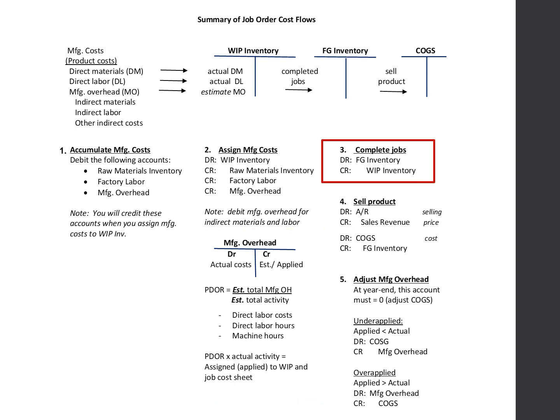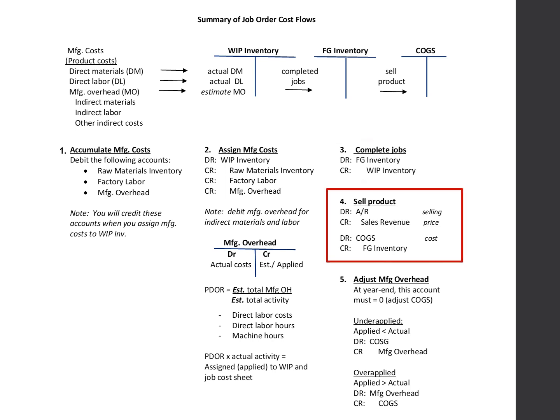When jobs are completed, companies debit the cost of finished goods inventory and credit work in process inventory. When a job is sold, the entries debit cash or accounts receivable and credit sales revenue for the selling price. It also will debit cost of goods sold and credit finished goods inventory for the cost of the goods.